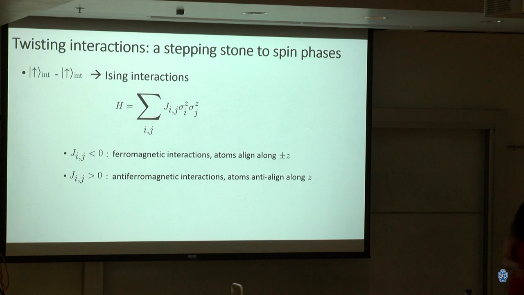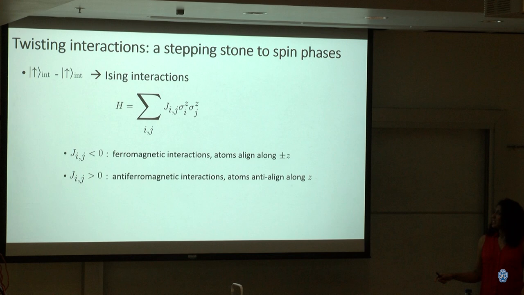Now, if J happens to be negative, it's going to be energetically favorable for our atoms to align all up or all down. They're all going to be along plus or minus Z. These are called ferromagnetic interactions. There's no energy difference between all up and all down, so they're both ground states. These are both stable fixed points of a ferromagnetic system.